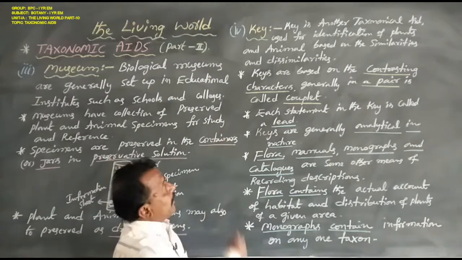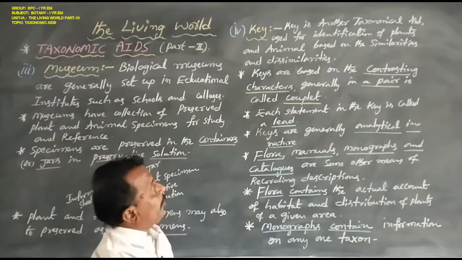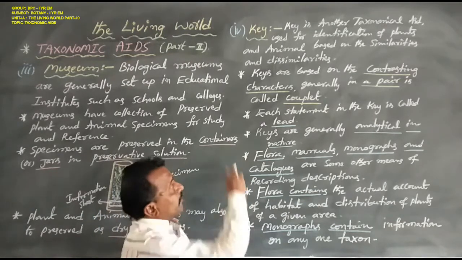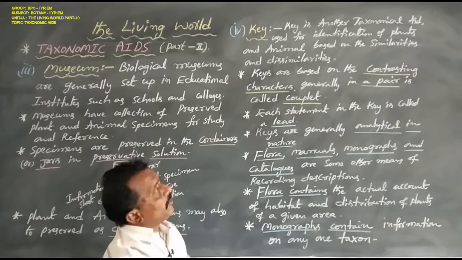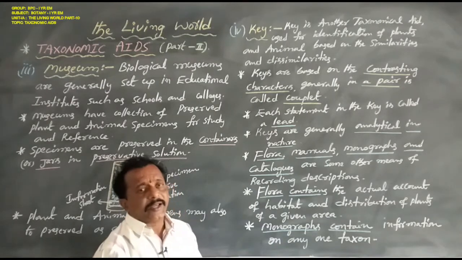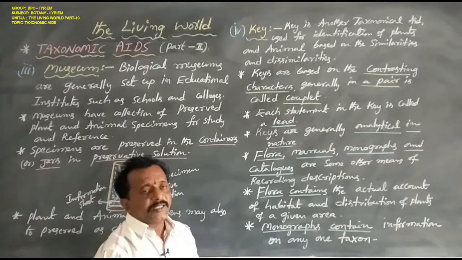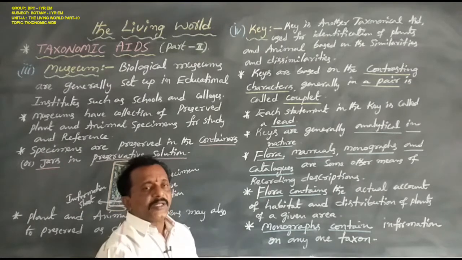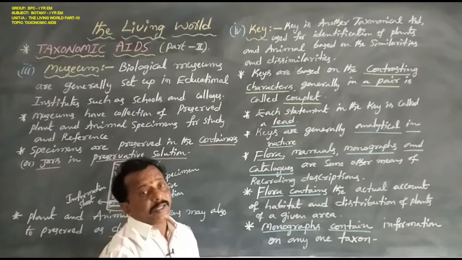Keys are based on contrasting characters, generally in a pair, that is called a couplet. Contrasting characters means opposite characters. One pair of characters is here: one is dominant and the other is recessive. So it is always based on opposite characters.